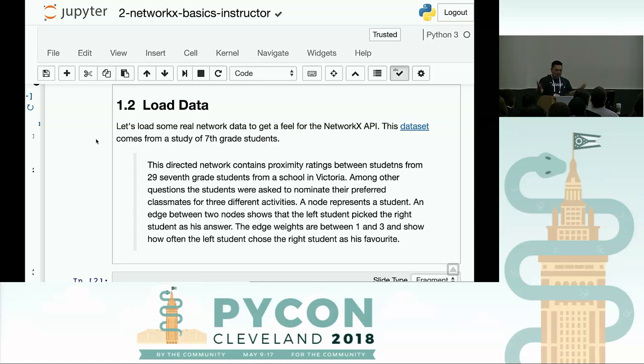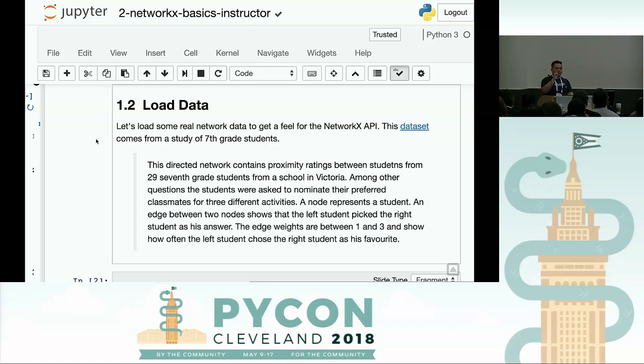It's basically who's your preferred classmate for three different activities, all right? So a node represents a student, an edge between the two nodes shows that the left student picked the right student as their answer for each of those activities. There are edge weights between 1 and 3, and they show how often the left student chose the right student. We don't know for which activities exactly, but we do know for how many times they chose.